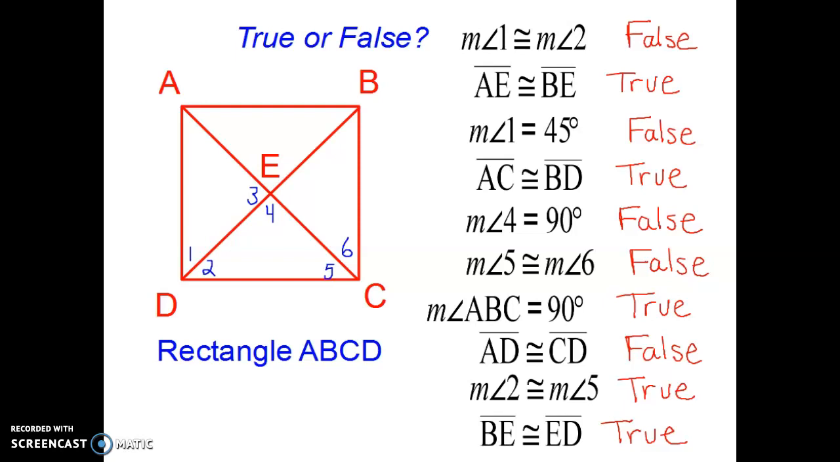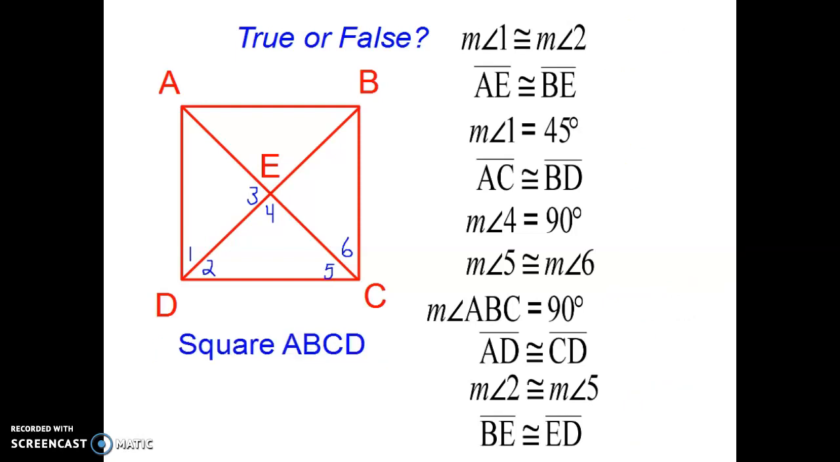The next false statement is that angle 5 is congruent to angle 6. That only occurs in the rhombi and squares. The diagonal lines do not bisect the corner angles. The last false statement is that AD is congruent to CD. It looks like it based on appearance, but it's not drawn to scale.